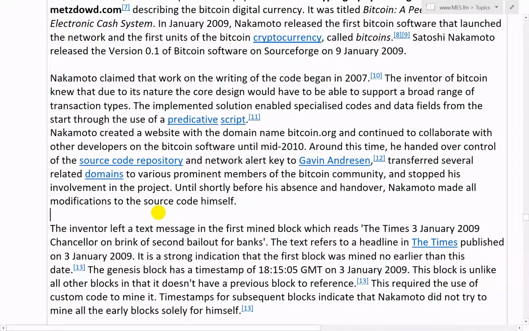Nakamoto claimed that work on writing the code began in 2007. The inventor of Bitcoin knew that, due to its nature, the core design would have to be able to support a broad range of transaction types, and the implemented solution enabled specialized codes and data fields from the start through use of a predictive script. Very interesting stuff there.